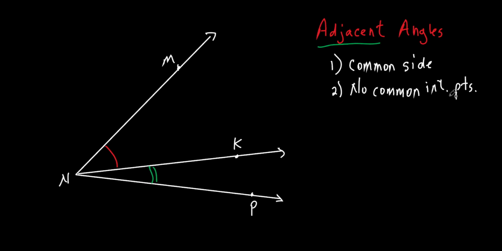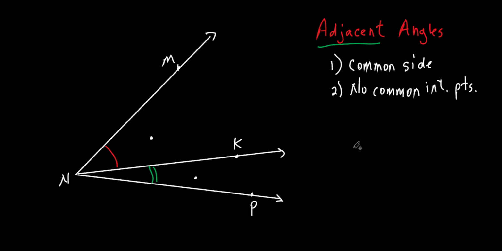It says no common interior points, which means if I have a point inside the red one, can it also be inside the green one? The same point? No, there's nowhere I could put it, right? If I put a point in here, is there any way that it's going to be inside this one? There's no way. Now, if I put it right on top, then it's not in the angle, is it? It's on the ray, so that wouldn't work. And it wouldn't be an interior point, would it? So does it work for both of these? Yes. So are these two angles adjacent angles? Yes, they are.